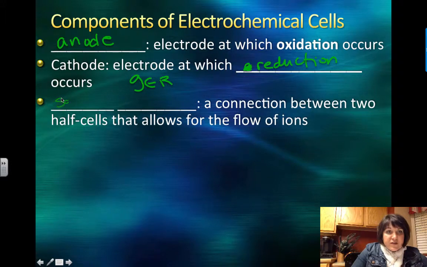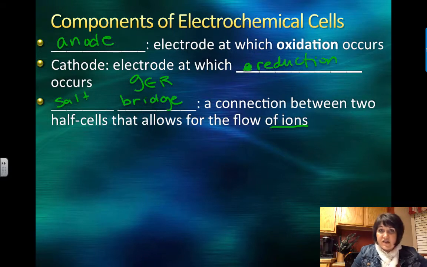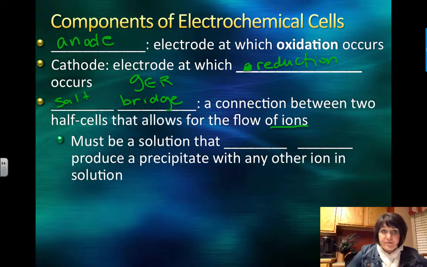The salt bridge is what connects the two half cells together and allows for the flow of ions between the two half cells to balance out those charges. As the electrons leave, we have to put negative charges in place of the electrons, or it would short circuit our battery. The salt bridge is carefully chosen.